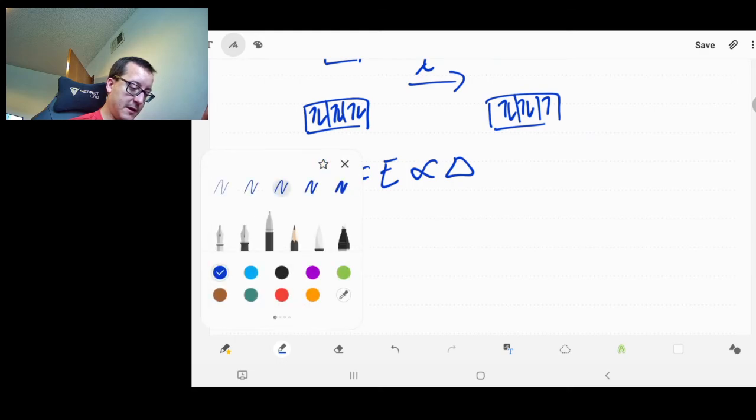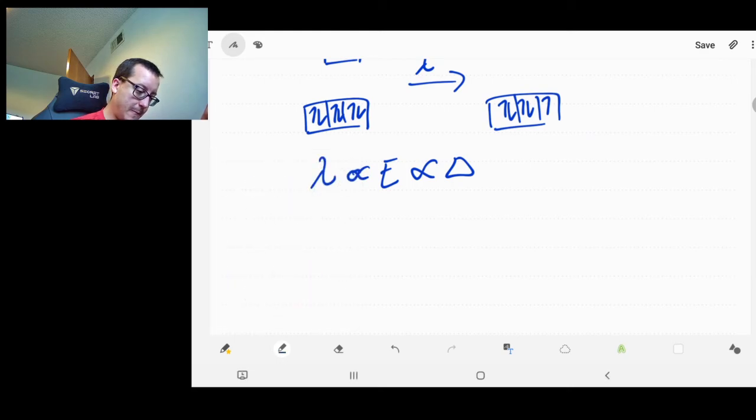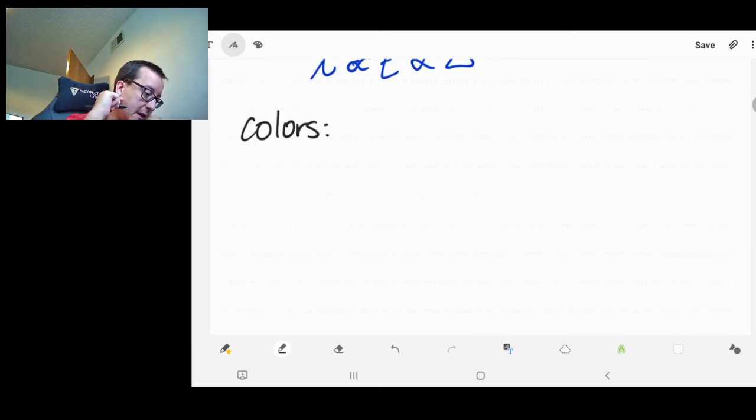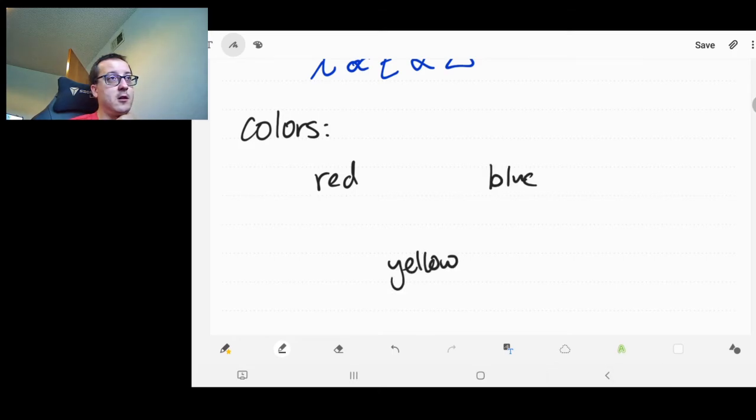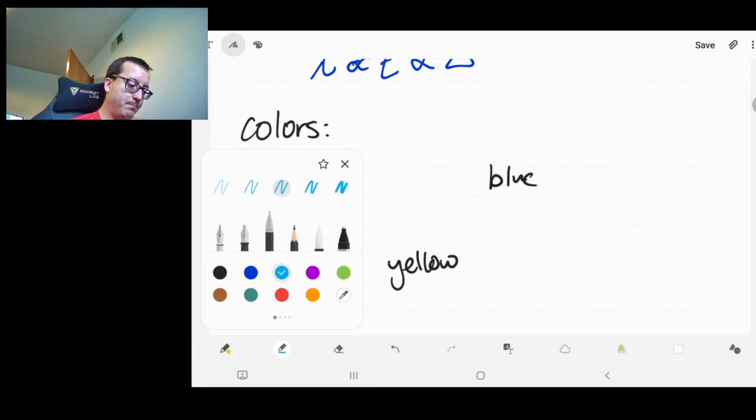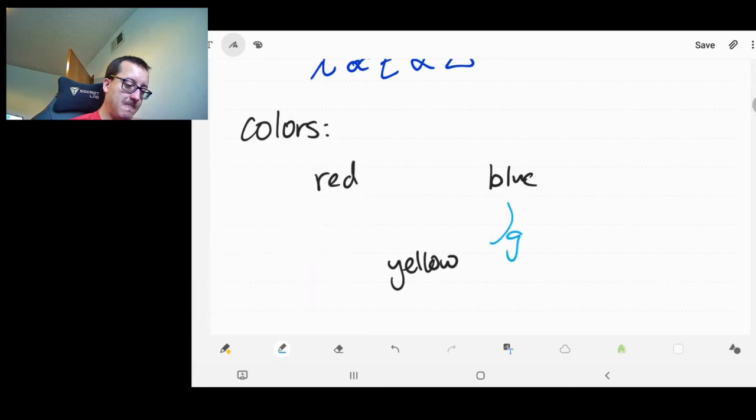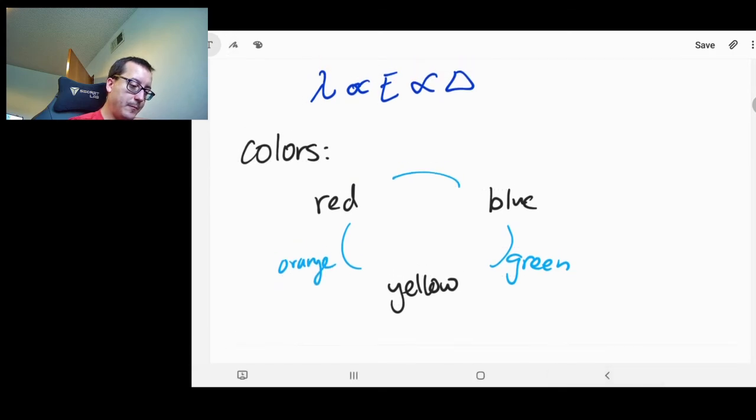So here we go, color time. We have our three primary colors here. Hopefully you remember from painting or whatever. If we mix blue and yellow, we get green. If we mix red and yellow, we get orange. And if we mix red and blue, we get purple, right?